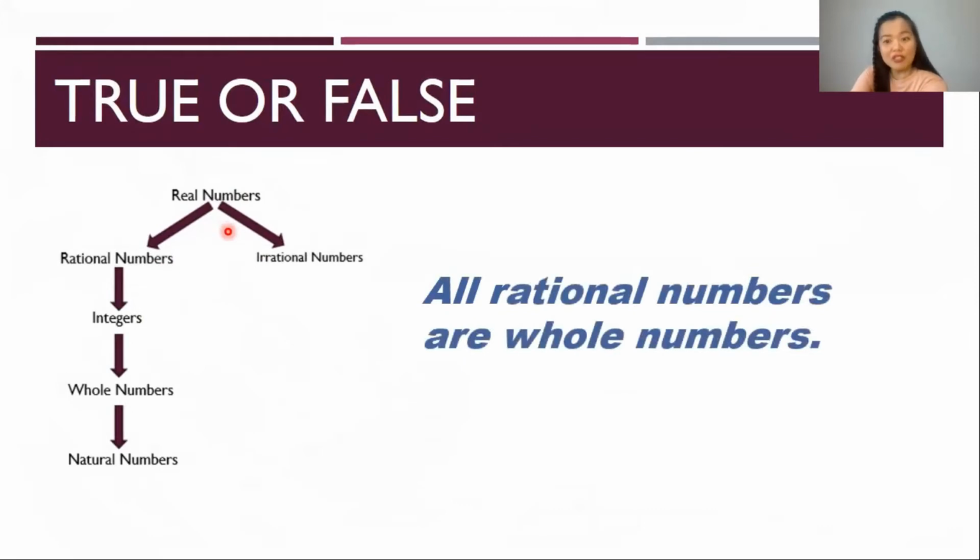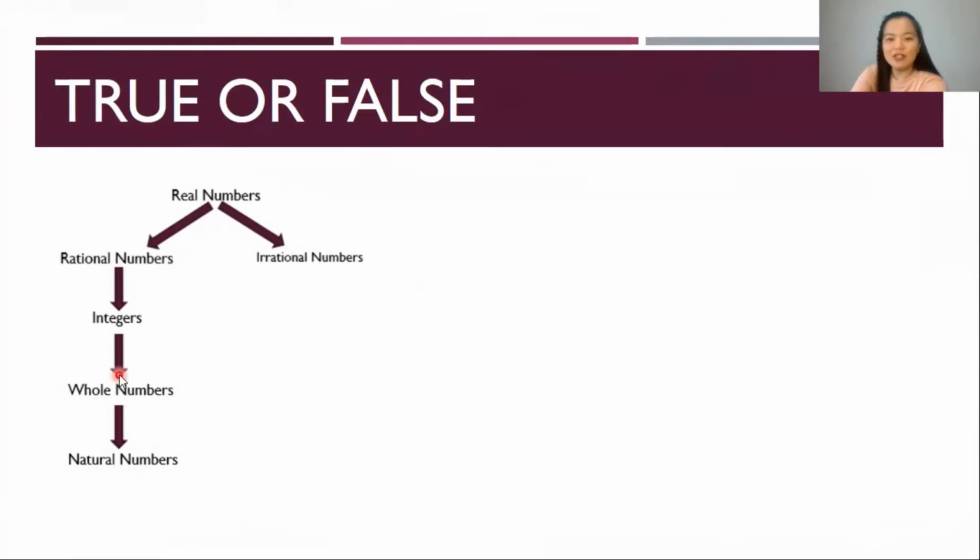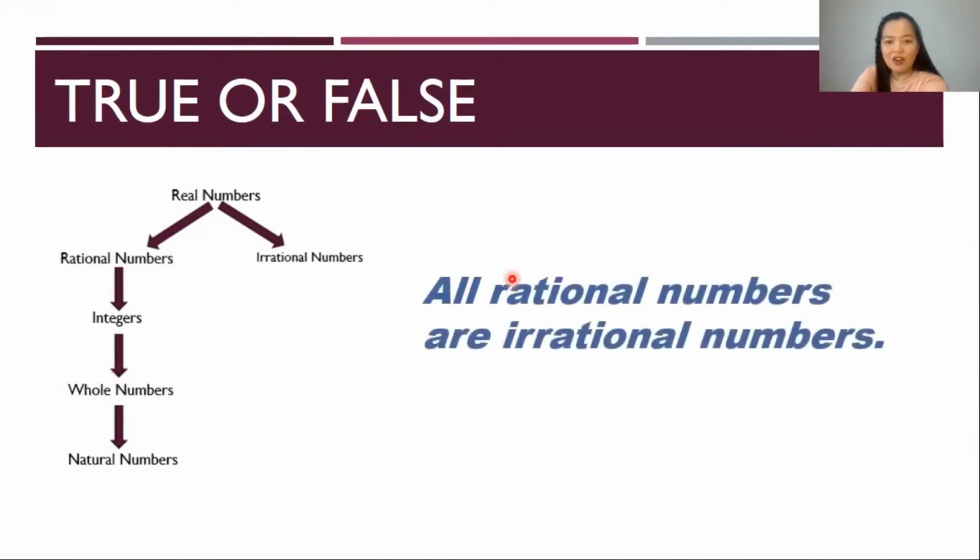Also, we have all rational numbers are whole numbers. O, lahat daw ng rational numbers ay whole number. Okay, pababa. So, false. Hindi lahat. We also have this, all rational numbers are irrational numbers. Lahat daw ng rational ay irrational. Okay, so technically, there is no connection between the two. Therefore, it is false.